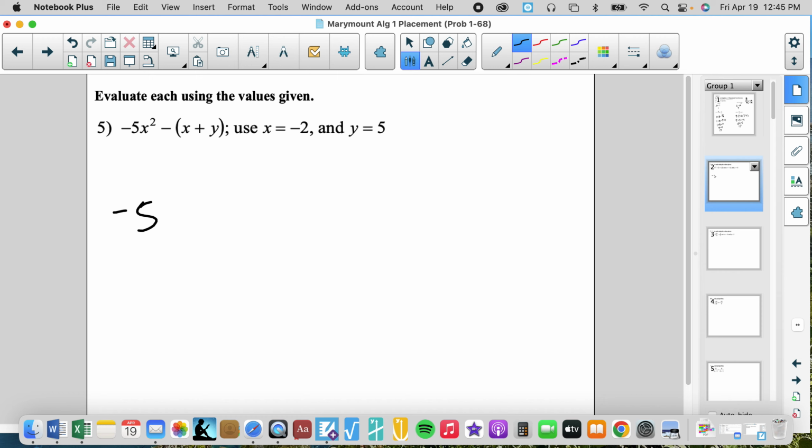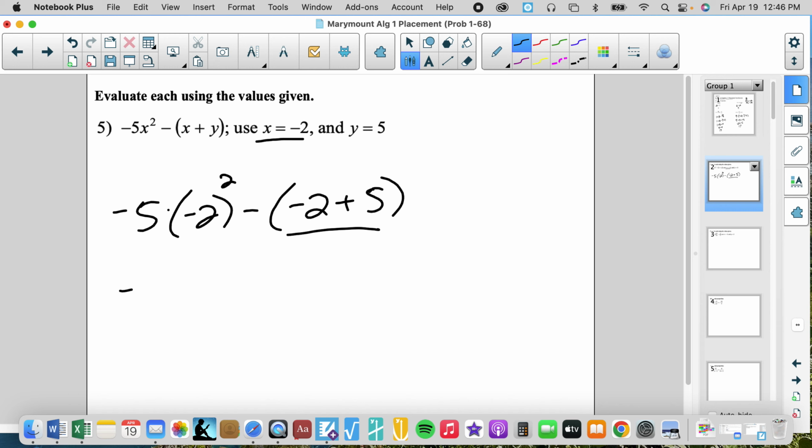Now we're going to substitute values. So we have -5 times x squared, my x value. Because the negative is included with the x for the value of x, we're going to write quantity minus my x value plus my y value, which is 5. We're going to do grouping symbols first before exponents.